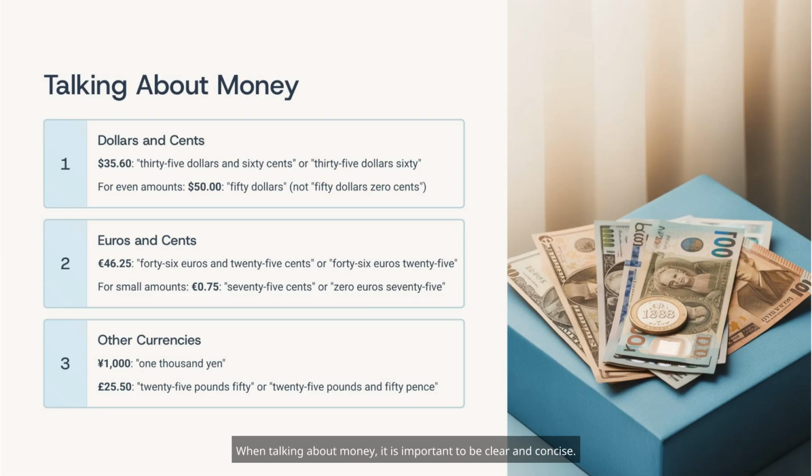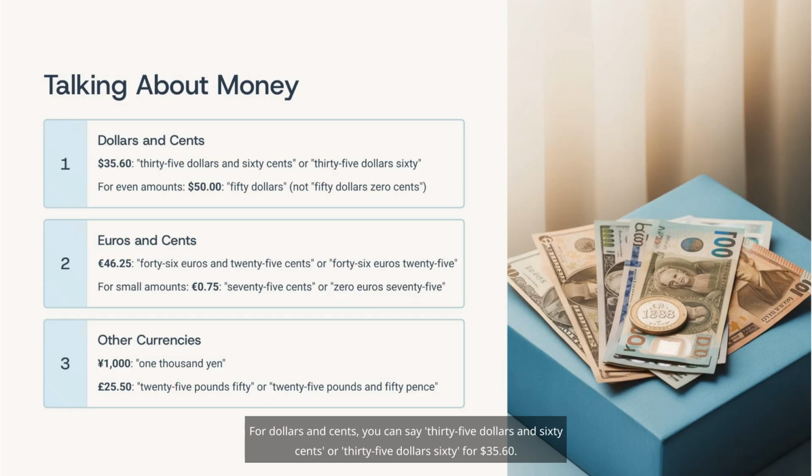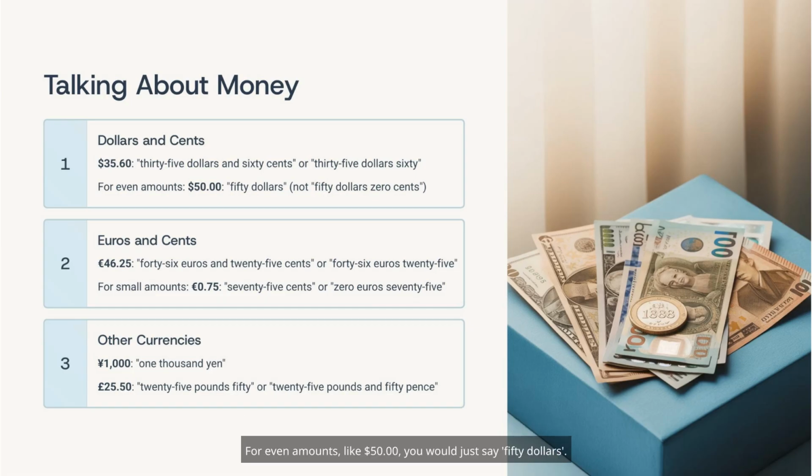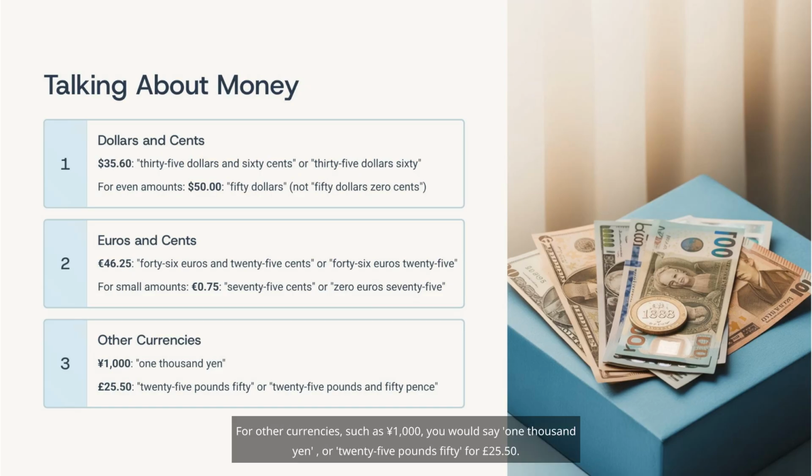When talking about money, it is important to be clear and concise. For dollars and cents, you can say $35.60 or $35.60 for $35.60. For even amounts like $50, you would just say $50. The same rules apply to euros and cents. For other currencies, such as 1,000 yen, you would say 1,000 yen or £25.50 for £25.50.